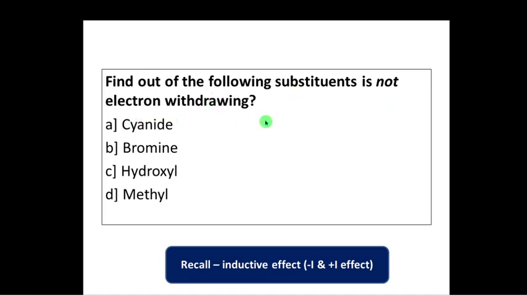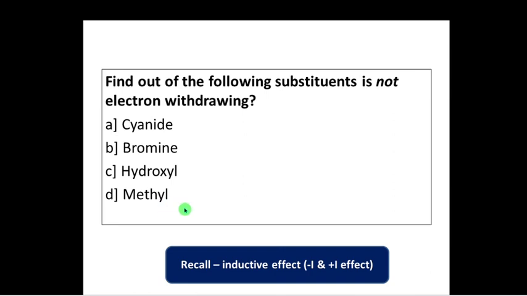Find out which of the following substituents is not electron withdrawing. We have discussed this in our inductive effect, polar effects part 1 video. I mentioned the electron donating groups and electron withdrawing groups. It is very simple to notice among these options. Recall our negative inductive effect and positive inductive effect. These inductive effects will give you a very clear answer here.